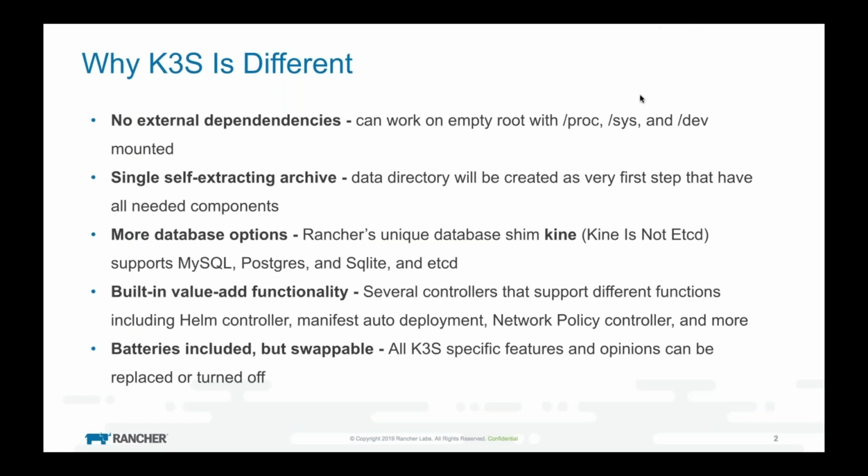Yeah, of course. K3s is built as a single self-extracting archive, which basically means that when you run K3s, it's just a single binary that you can download from the releases on GitHub, and you can just run it on any Linux server. When you run K3s, the first thing it does is create a data directory in /var/lib/rancher/k3s. This data directory will include all the user space tools that you need to run K3s.